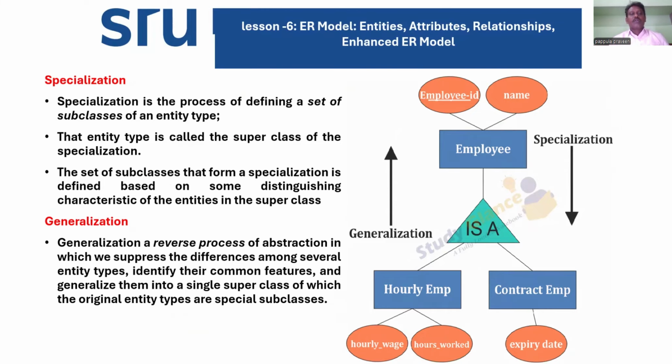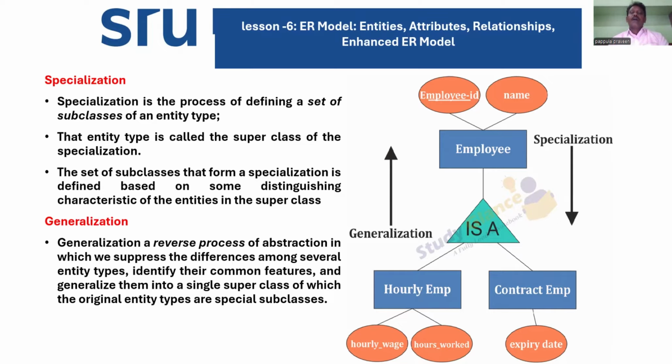It is a very easy concept. Specialization is the process of defining a set of subclasses of an entity type, and the entity type is called the superclass of the specialization. The set of subclasses that form specialization is defined based on some distinguishing characteristics of the entities in the superclass. So now you have employee as the superclass. Observe here, employee is the superclass. Now we have two types of employees. One is hourly employee, another one is the contract employee.